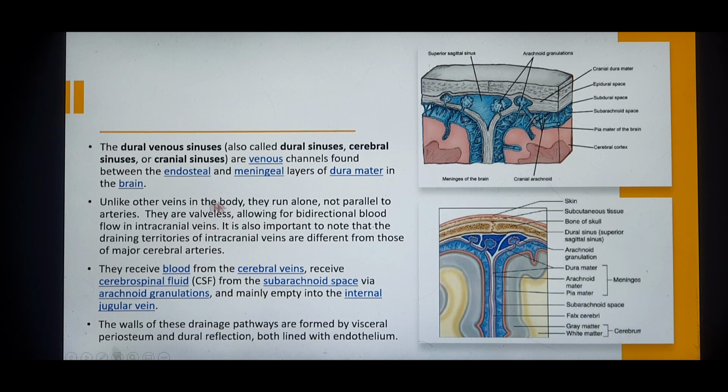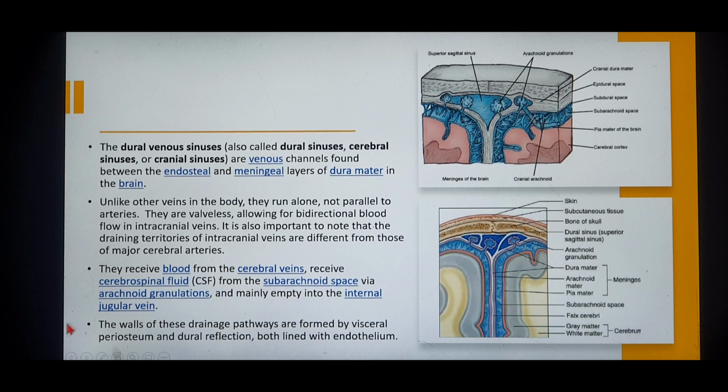So the second important point you have to remember is that these are valveless. Okay, the dural venous sinuses do not have any valves, so there is always a bidirectional blood flow. So if there is a raised intracranial pressure, in that case the blood flow may get obliterated and the blood may flow in the opposite direction, causing edema.